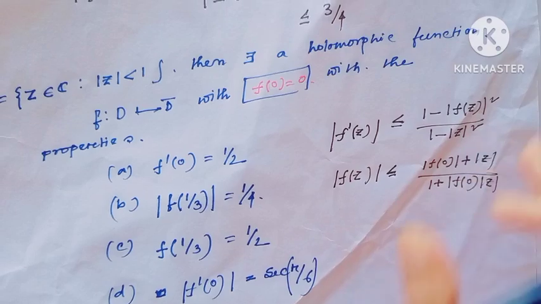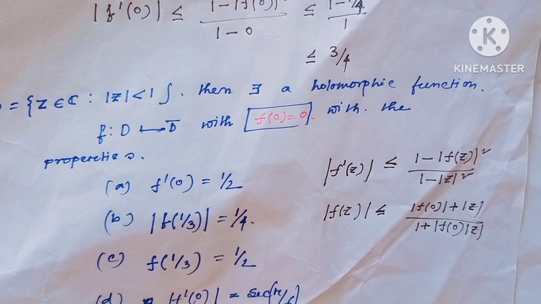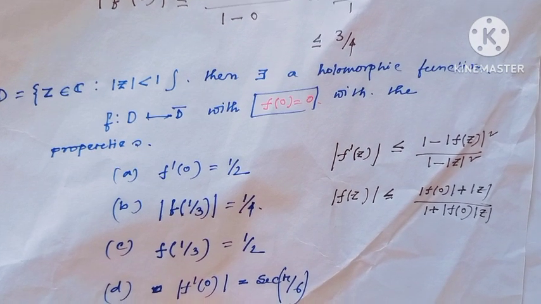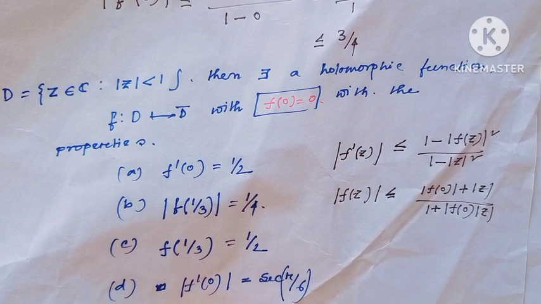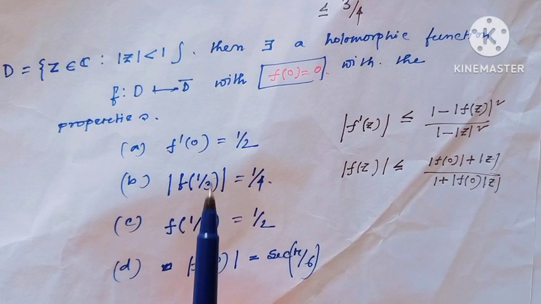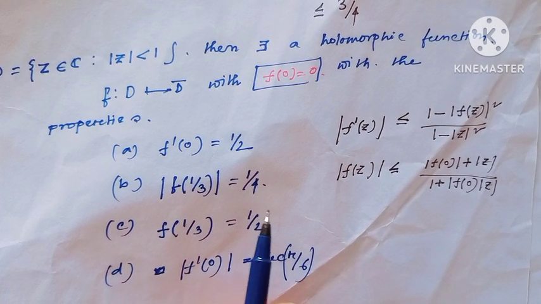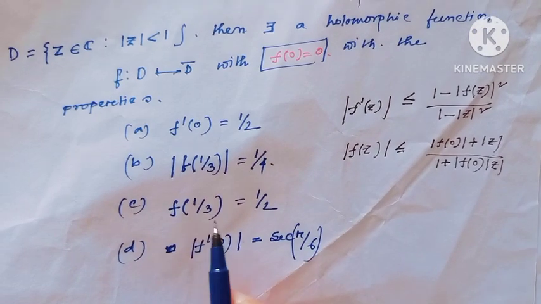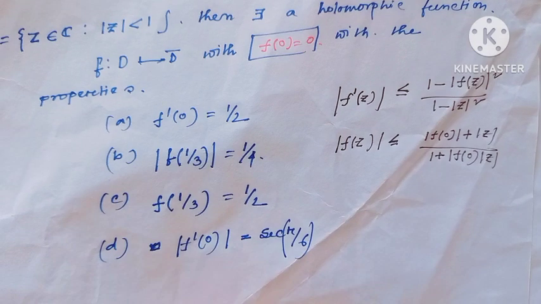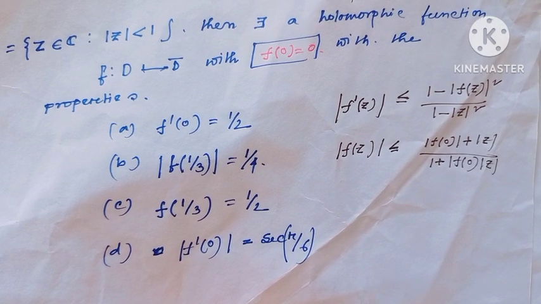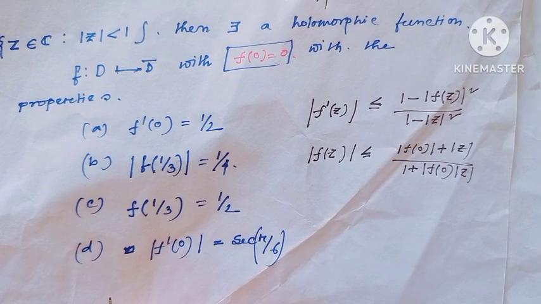Okay. Next, let D equal modulus of z less than 1. Then there exists a holomorphic function f from D to D closure with the condition f of 0 equal to 0 with the properties: option 1, f prime 0 equal to half; option 2, f of 1/3 equal to 1/4; option 3, f of 1/3 equal to half; and option 4, f prime 0 equal to sec pi over 6. Here also I will apply the Schwarz lemma.